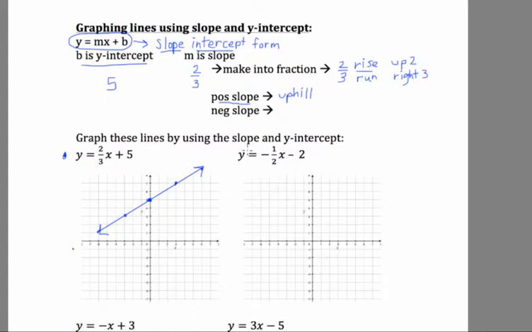Okay, let's try this next one. y equals -1/2 x minus 2. Start with the y-intercept. The y-intercept is the b number, which is -2. Put a dot there. Next, take your m number. That tells us the slope. So we know that our line is going to be going downhill from left to right, and it's kind of a flatter line, flatter than 45 degrees, since my number is less than 1.